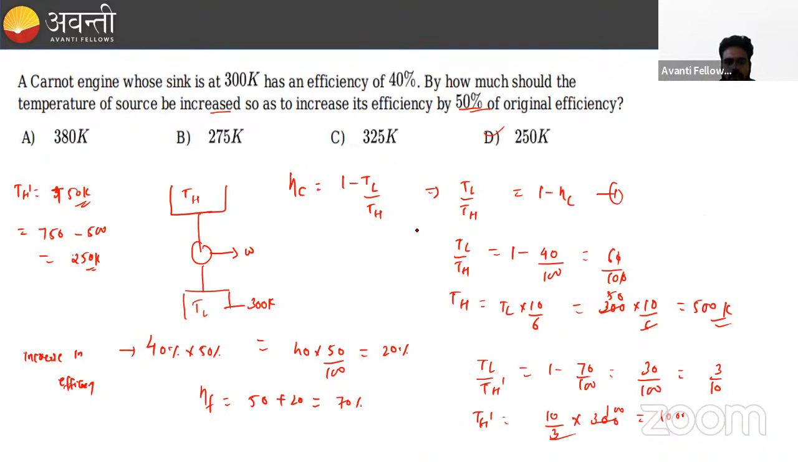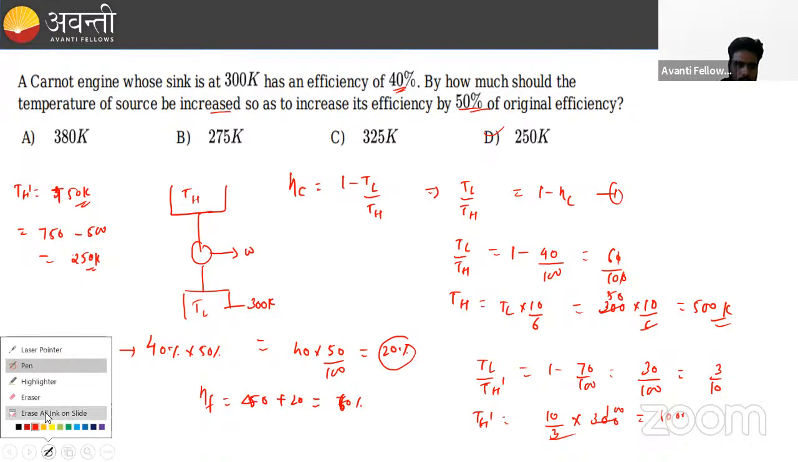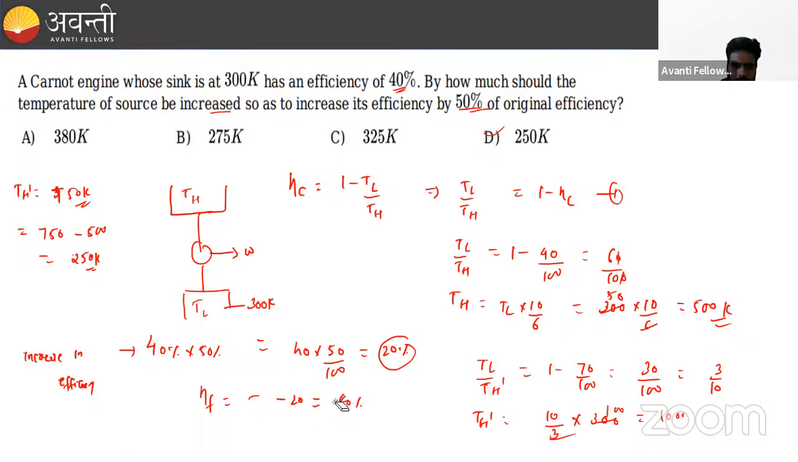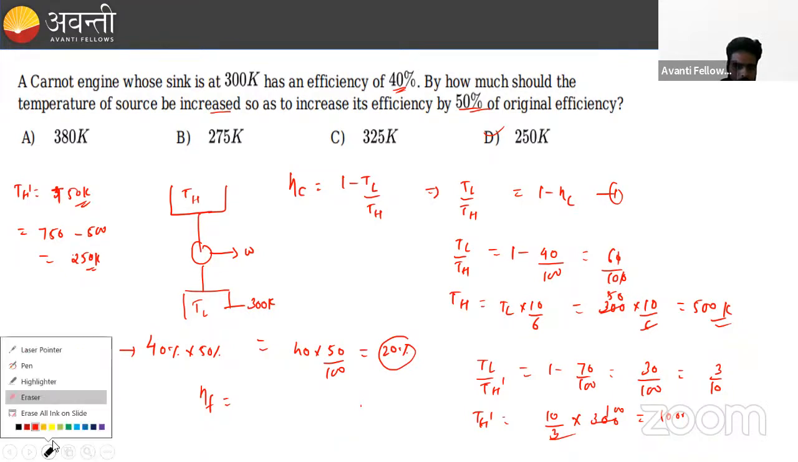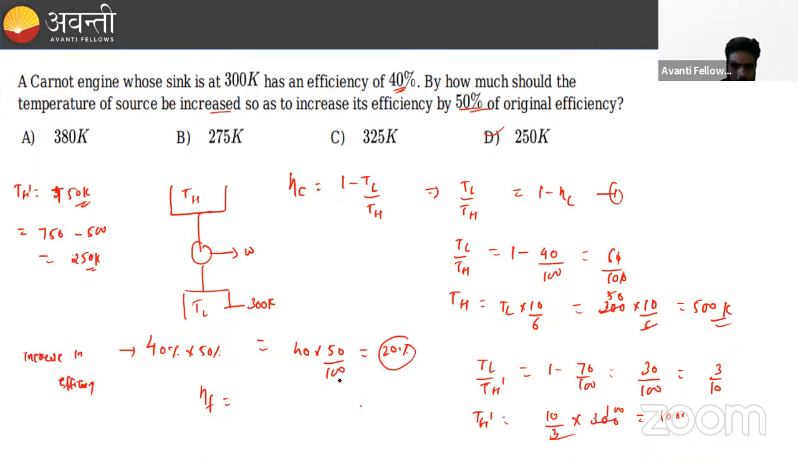Okay. In the previous problem, it says an increase in efficiency of 50%. So this is the 20% change in efficiency. Here the mistake is that the initial efficiency is 40%. So this will become 40 plus 20, 60%, guys. So we have to correct the given error and mention the initial efficiency as 40%. So 40 plus 20 will become 60%.